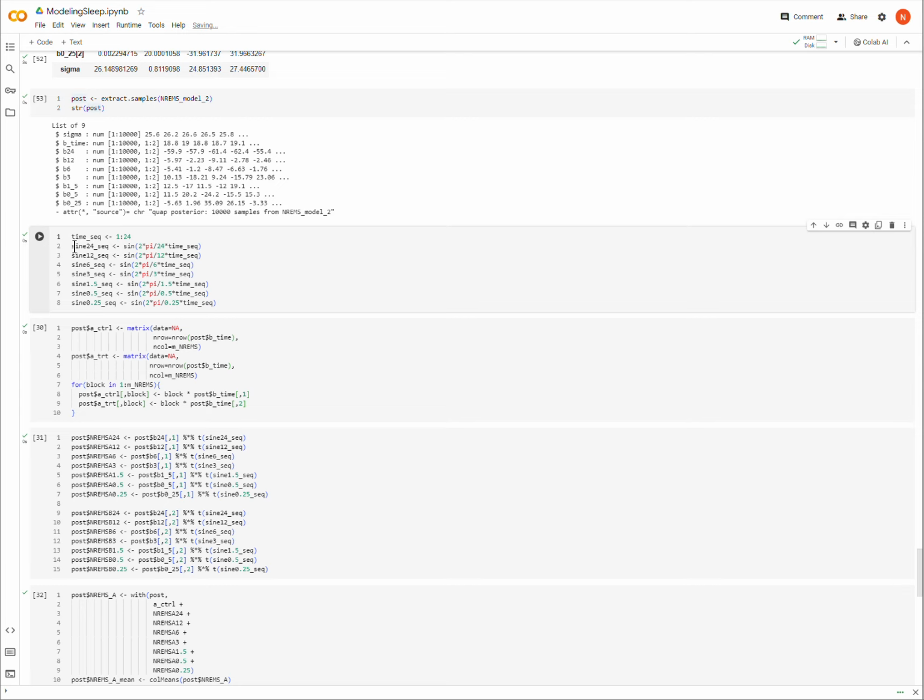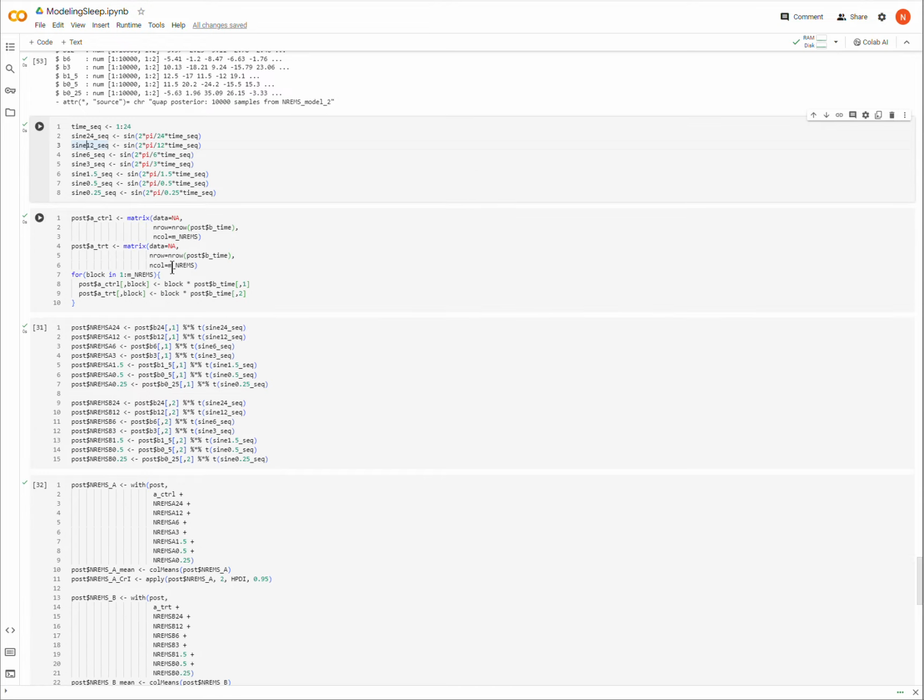So that's all that is. I'm just recreating the values of sine 24, sine 12, etc. Okay. So just like in Model 1, I'm going to create an intercept that is dependent on time. So each value of time, how much sleep has accumulated as a linear function.